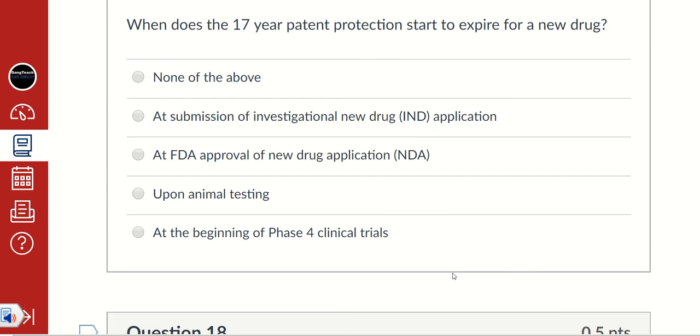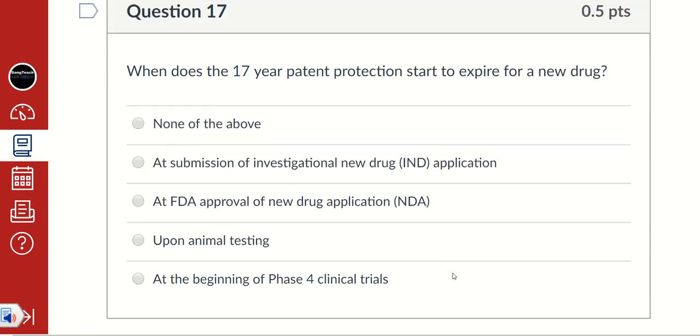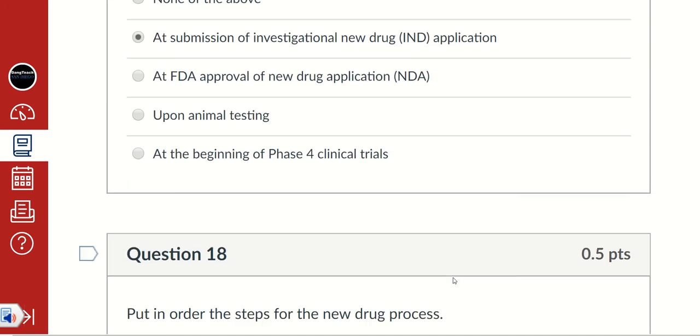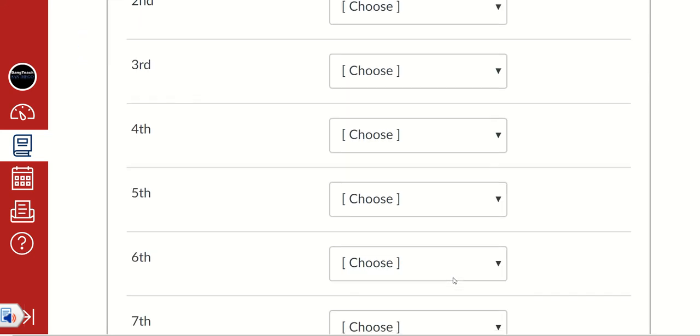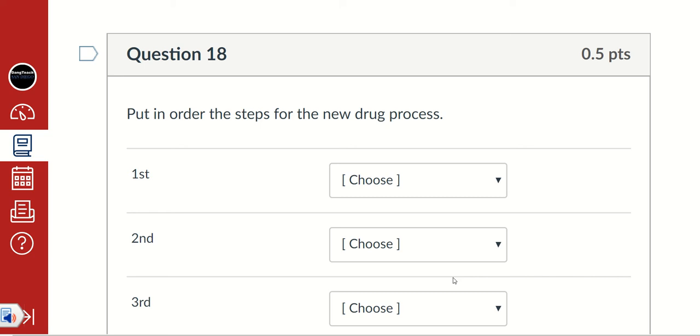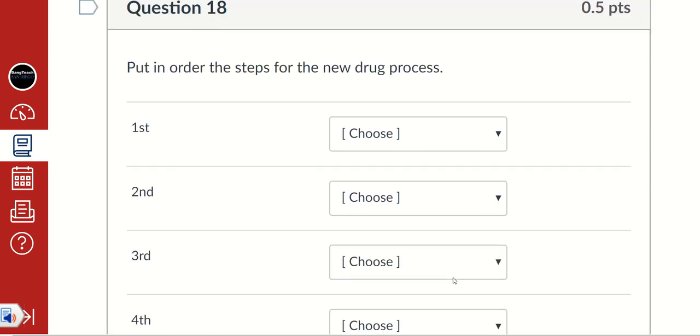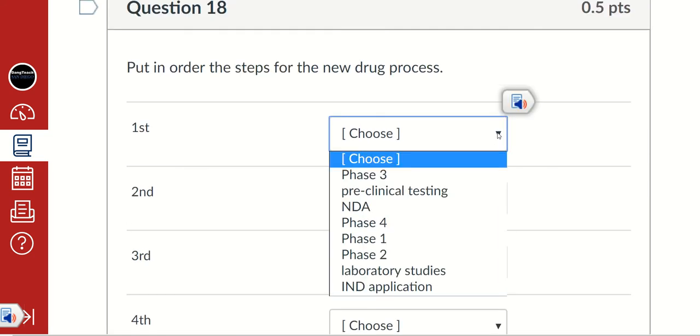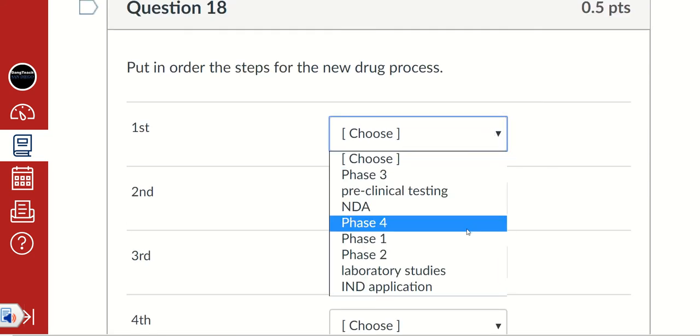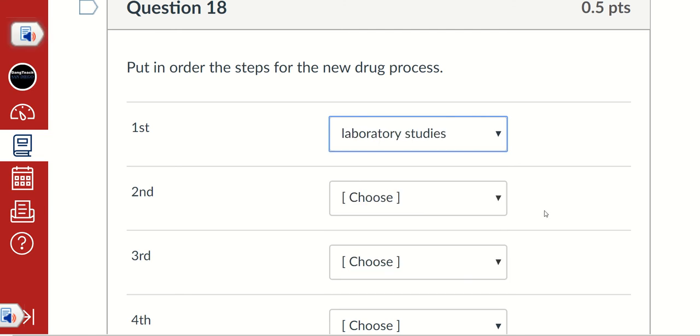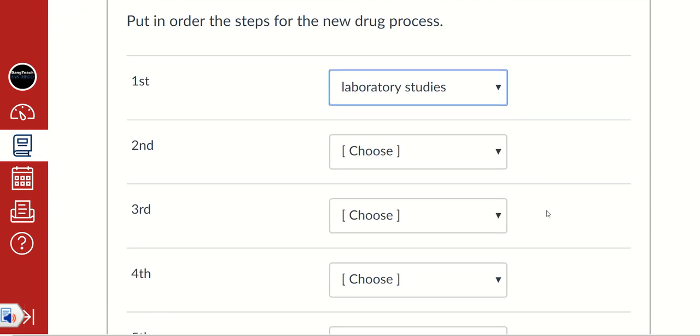Which one? So your patent starts at IND. Yeah, straight from lecture. IND. The drug process. All right. So what's the first thing we do in the drug process? Lab studies. Yeah, so we mix chemicals. We might even use computer simulation.